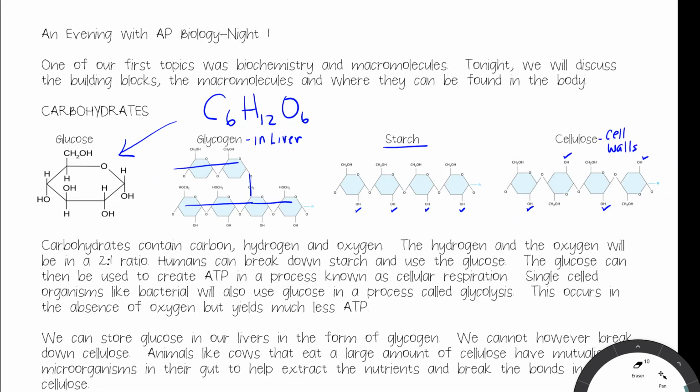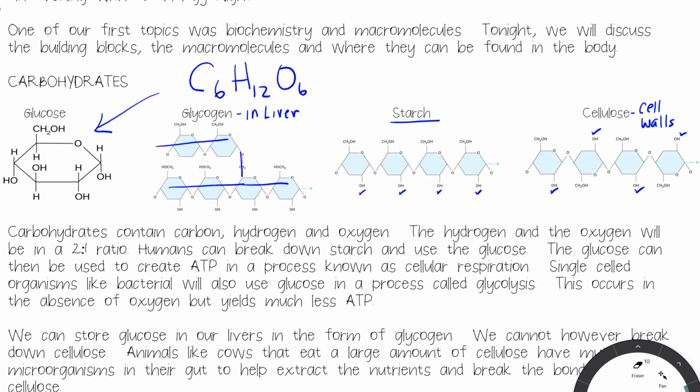If we take a look, your carbs are going to contain carbon, hydrogen, and oxygen. I've seen a lot of questions over the past several years, and knowing just these little basics like what elements are found in these compounds is very important. So carbohydrates do not have nitrogen, they do not have phosphorus, they do not have sulfur. Hydrogen and the oxygen in a carb will be in a 2-to-1 ratio. And it just happens that the hydrogen and oxygen in glucose are in a 2-to-1 ratio.